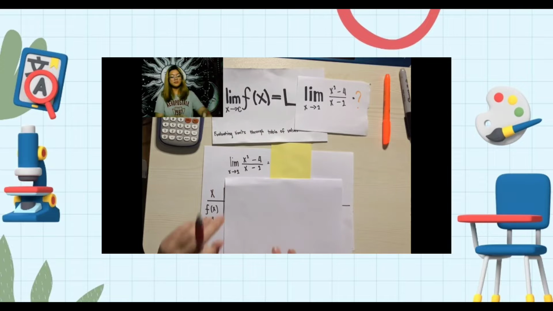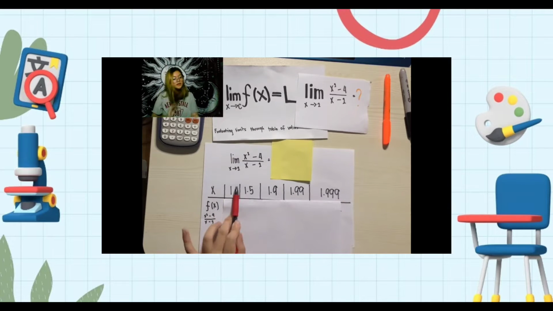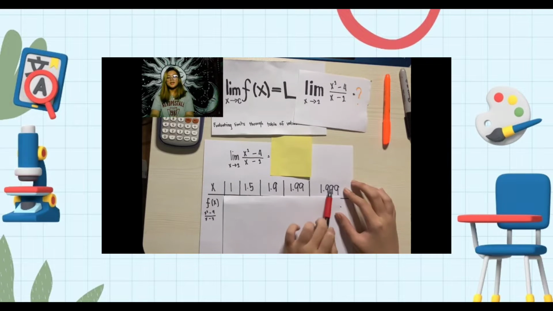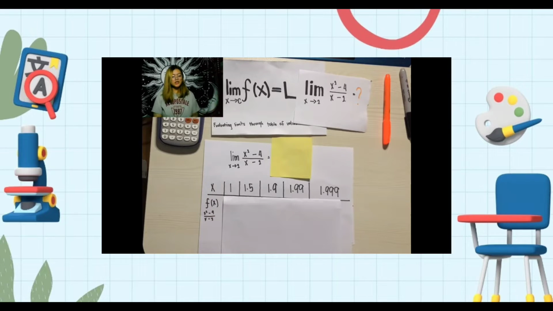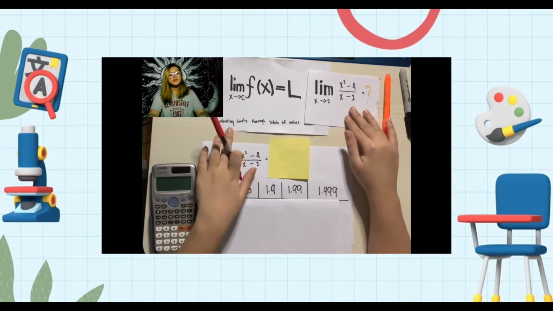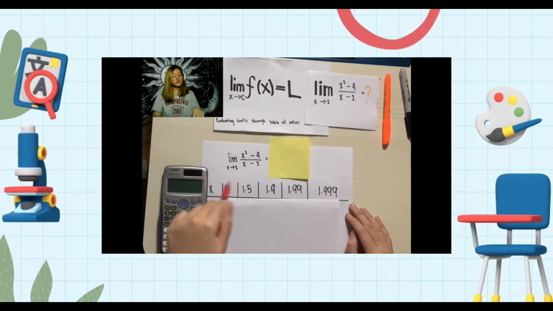Going back to our problem, here we have our x values: 1, 1.5, 1.9, 1.99, 1.999. You can see that they are lower than 2, but still close to 2. To get the function value, we will only substitute x into the equation.